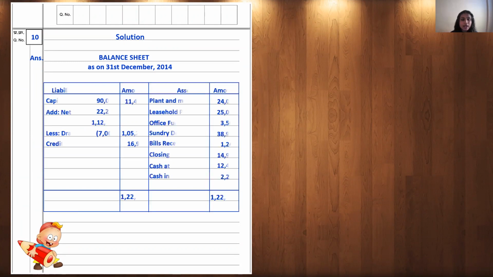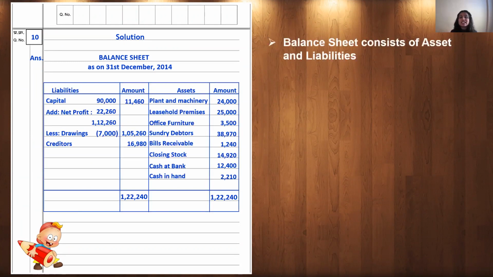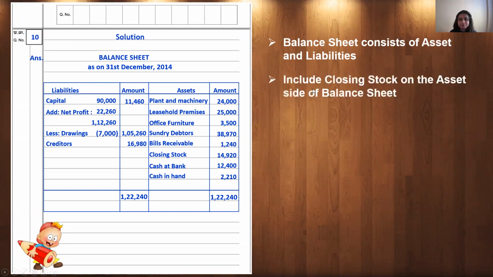And like I've mentioned, balance sheet is a statement, it is not an account. So please make sure you do not write balance sheet account, unlike the previous two, because balance sheet is a financial statement, right? It's a statement showing your assets and your liabilities. So it consists of the liabilities and it consists of the assets.